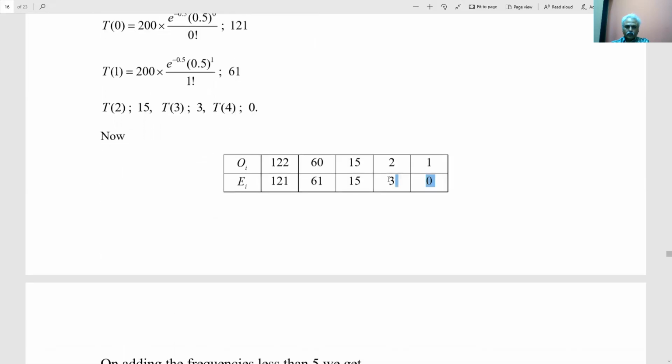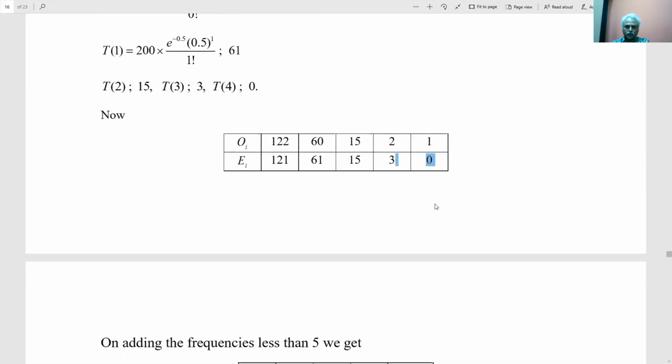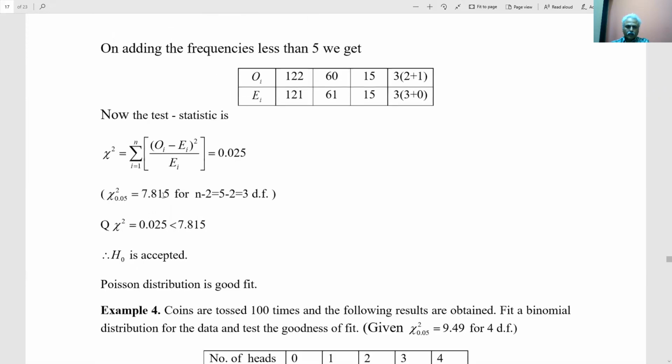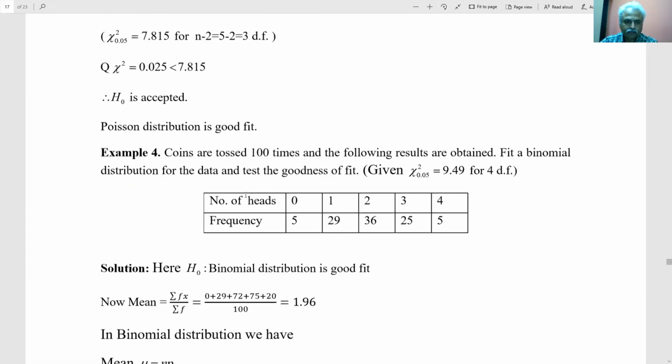So observed, expected, merged data, final data, 1, 2, 3, 4, OI minus EI for the 1, 2, 3, 4 data. This statistic is found to be 1.025, which is less than 7.815, so because it is less than that, we accept that the Poisson distribution is a good fit.